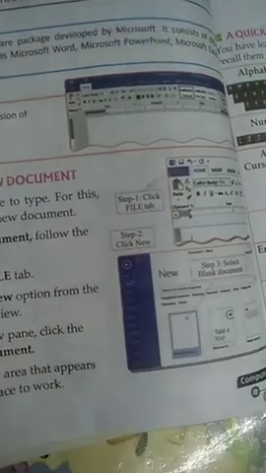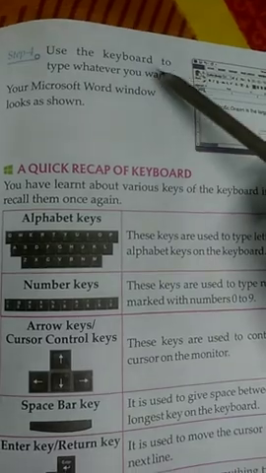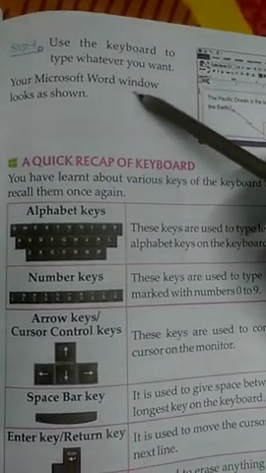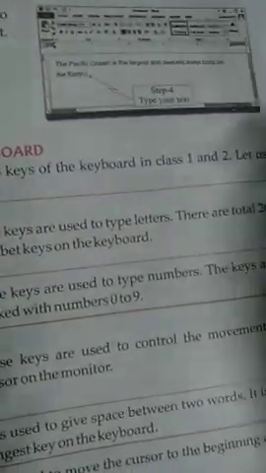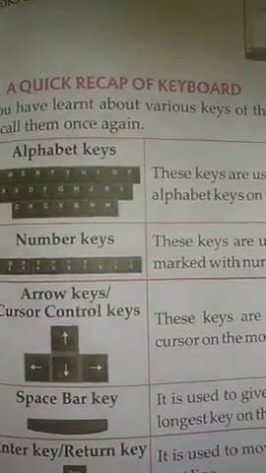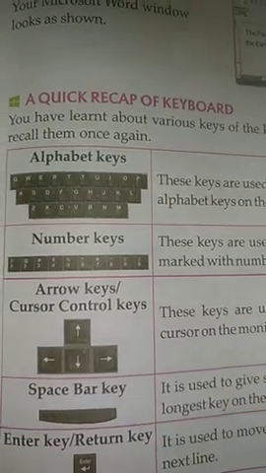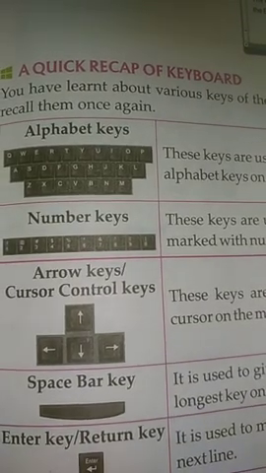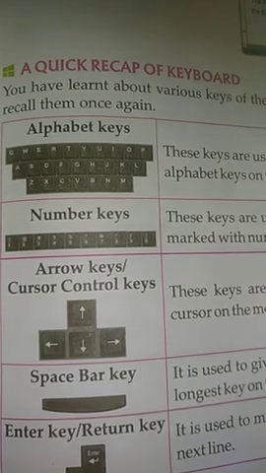Now use the keyboard to type whatever you want. Your Microsoft Word window looks as shown. See in this picture. Now just see a quick recap of keyboard. You have already learned about keyboard in your previous classes. So let's recall once more.